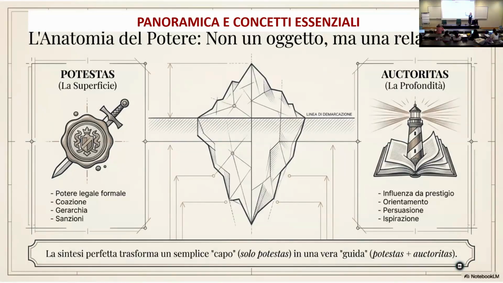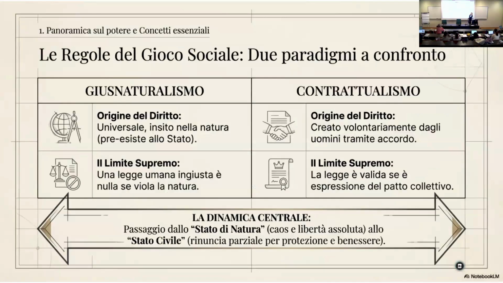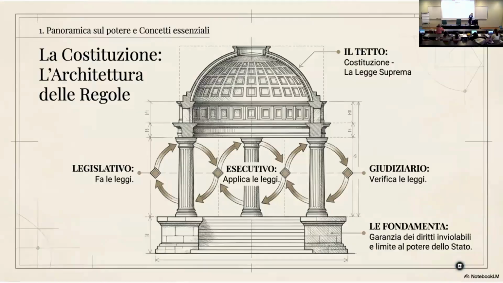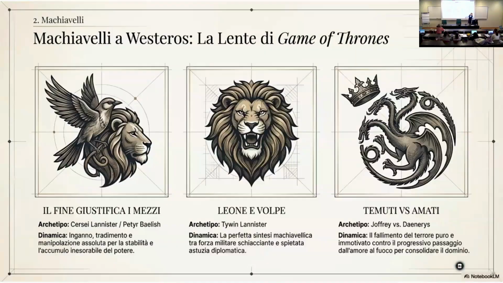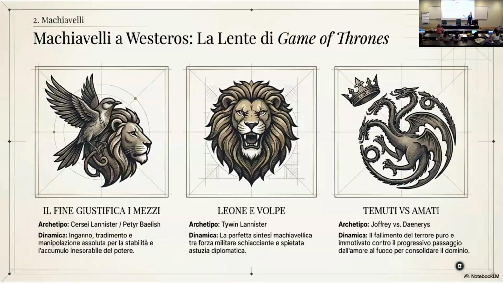Potestas, autoritas. Remember the text I've shown you before, see? And see the graphics are stunning. And the 3 levels of influence, okay? Hegemony, authority, violence. And then naturalism, contractualism, and then we go to Machiavelli. So, see, Machiavelli, la volpe. This is great because it's strictly Machiavelli.